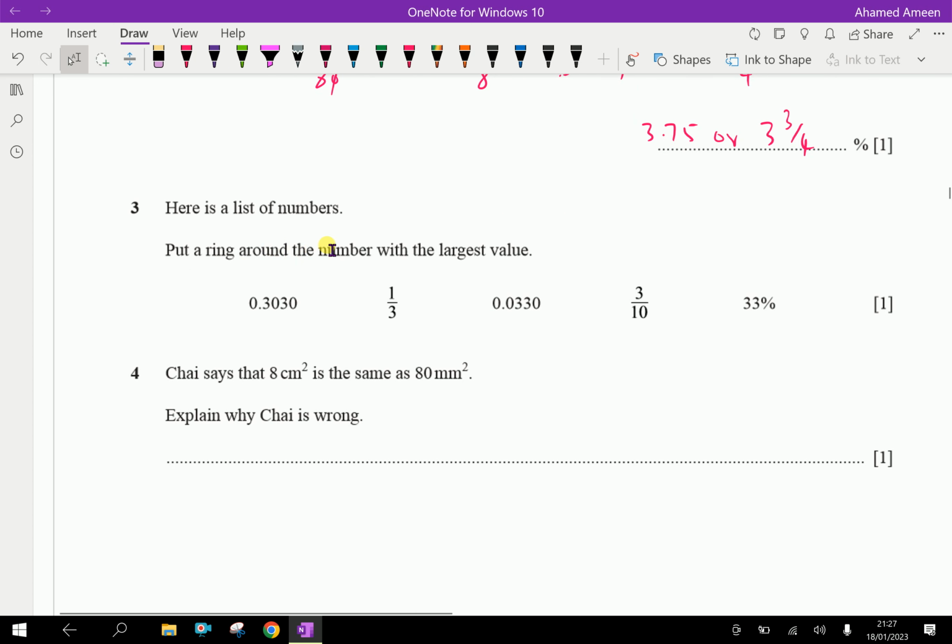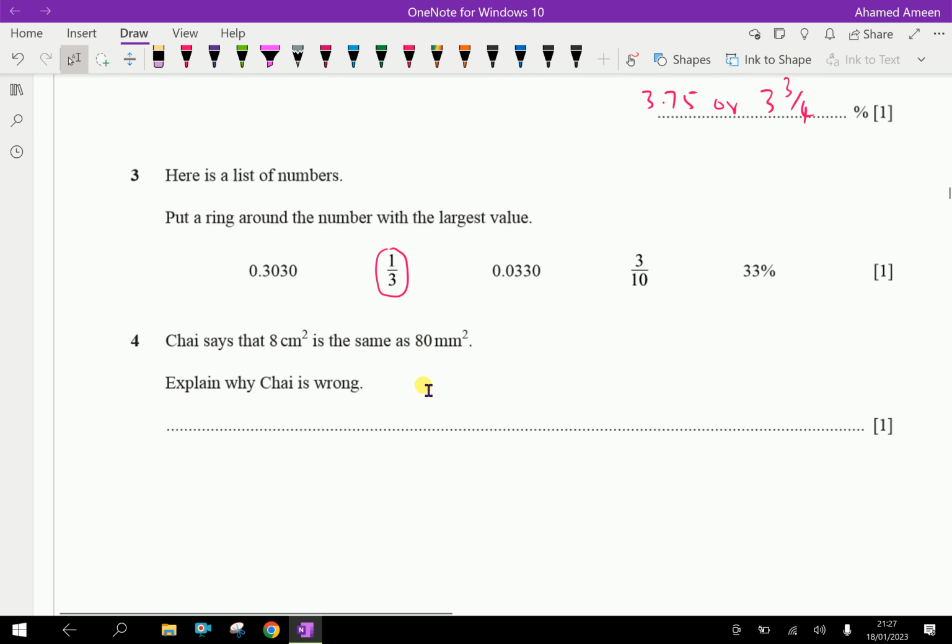Next question. Here is a list of numbers. Put a ring around the numbers with the largest values. Here 0.3030, here 1/3 is 0.333, here less, here 3/10 is 0.3, here 33% is 0.33. Here the greatest is 0.33333, so it is the greater number.